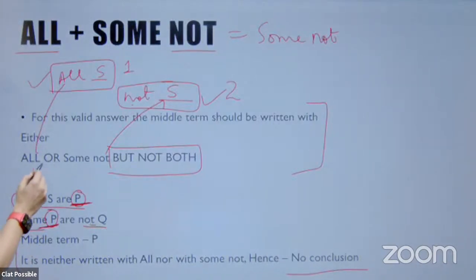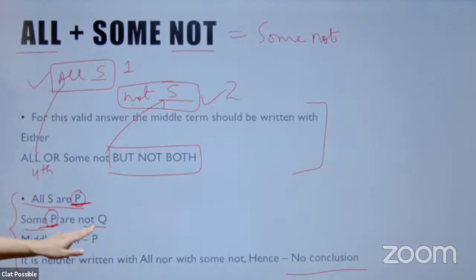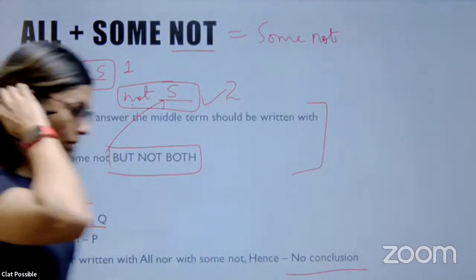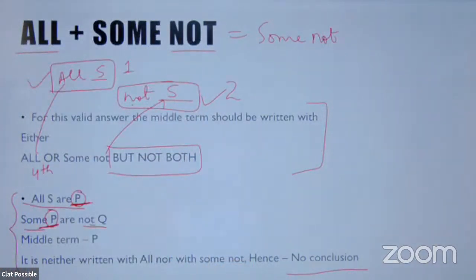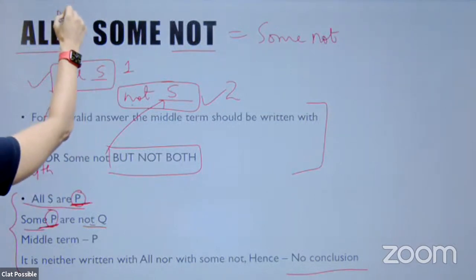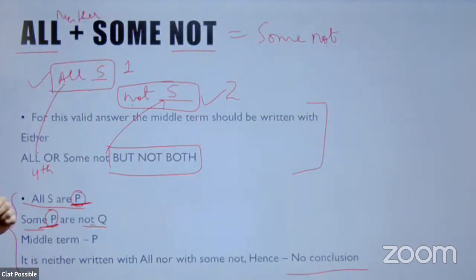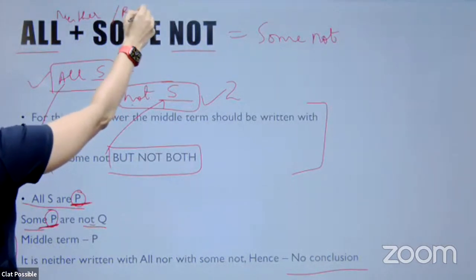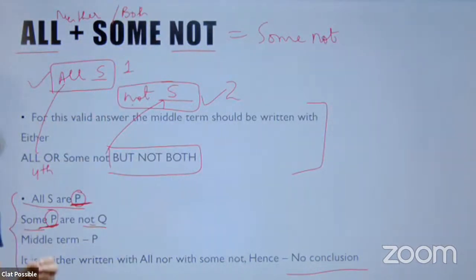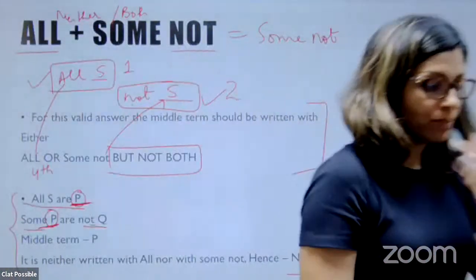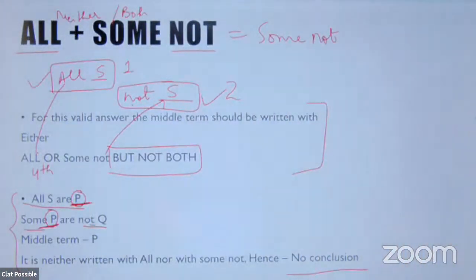This is the fourth case. So third and fourth cases give you no conclusion. What are those? Simple. When the middle term is written with neither, or when the middle term is written with both. Right? So in all plus some not, neither will also give me no conclusion. Both will also give me no conclusion. Got it, everyone?